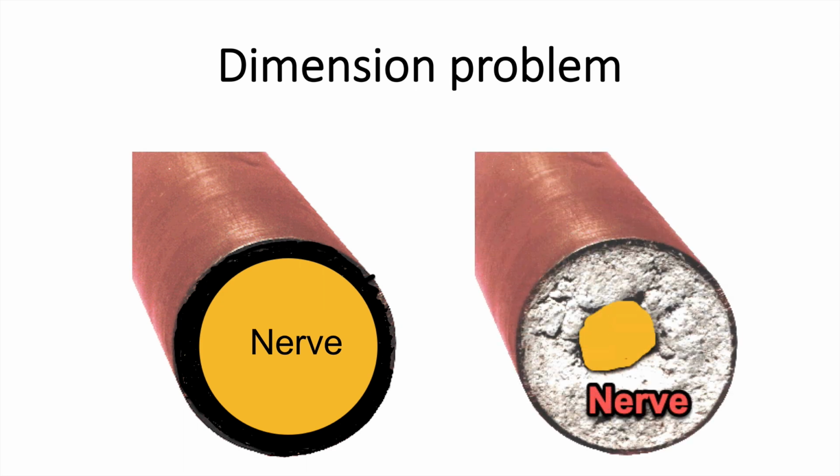So what causes this dimension problem? Well, here's an example of two water pipes. The water pipe on the left has, just imagine it's a nerve instead of water flowing through it. And the pipe on the right has had a lot of calcium deposits over the years. And as a result of the calcium deposits, the water flow, or the nerve, is getting significantly choked off and compressed, and becomes symptomatic at a certain point in time.